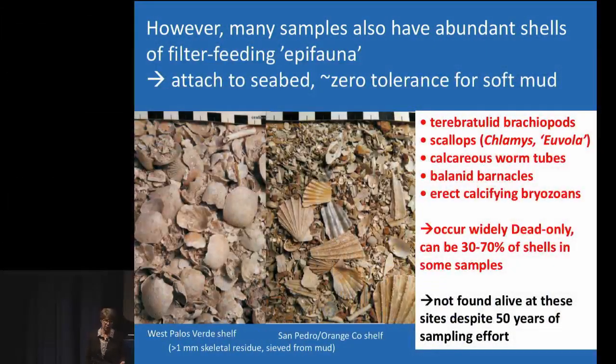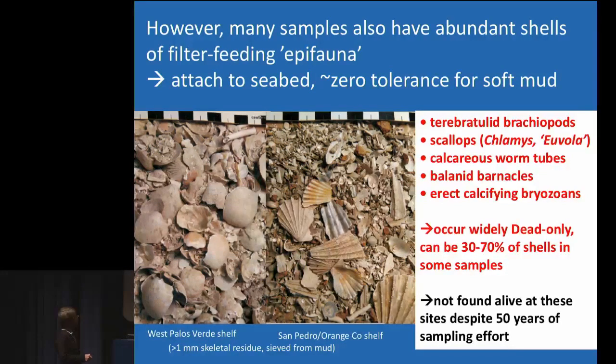However, a remarkably large number of these dead shell assemblages also included the shells of species that have never, in the 50-some years of benthic sampling, been sampled alive. And those were really interesting things. They were a whole bunch of filter-feeding organisms that live on top of the sediment itself. They are epifauna, and specifically including a lot that actually would attach to the seabed and had zero tolerance for the soft mud in which they were found embedded as dead shells.